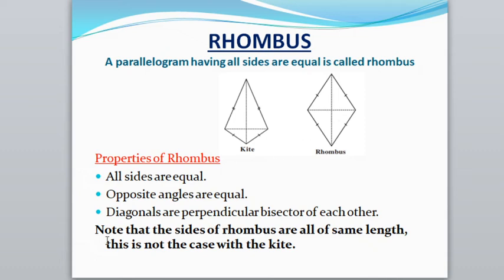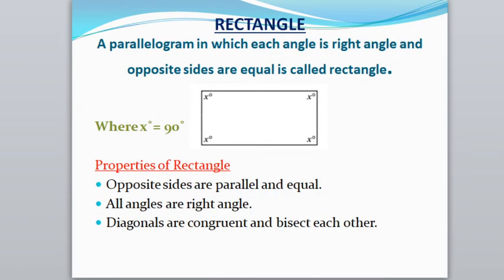Then note, in note it is given, note that the sides of a rhombus are all of same length. In a rhombus, all sides are of same length. This is not the case with the kite, in a kite all sides are not equal. So this is the only difference between the rhombus and the kite. Here in a kite all sides are not equal, but in a rhombus all sides are equal.